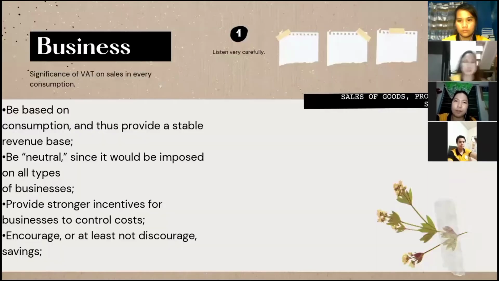And now let's move on to lesson 2, VAT on sales of goods, properties, and services. So here are the significance of VAT on sales in every consumption, most especially in business. It will be based on consumption and thus provide a stable revenue base, and VAT is also neutral since it would be imposed on all types of businesses. It also provides stronger incentives for businesses to control the cost. It also encourages, or at least does not discourage, savings.